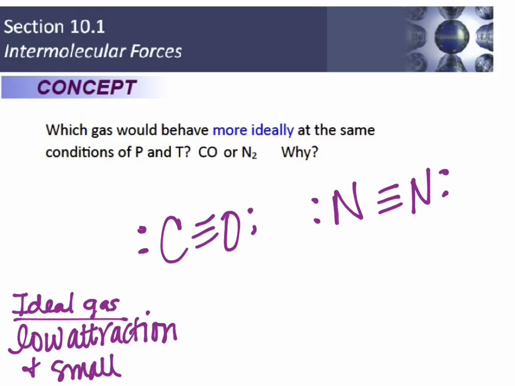So if we look at these, they look like they're probably about the same size. Let's look at the polarity. CO, what is its polarity? It's polar. N2 is nonpolar. So what kind of force of attraction do you have in CO? Dipole. And in nitrogen you have LDF. So which one's going to act more ideal? Which one's going to have the low attraction for each other? Nitrogen.